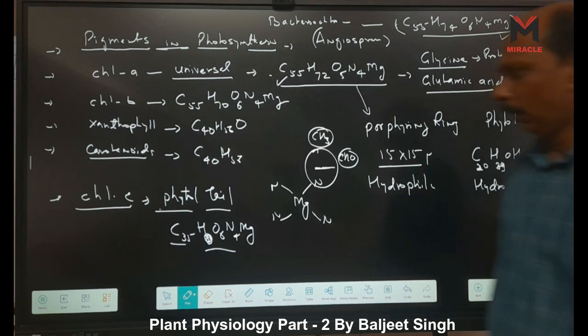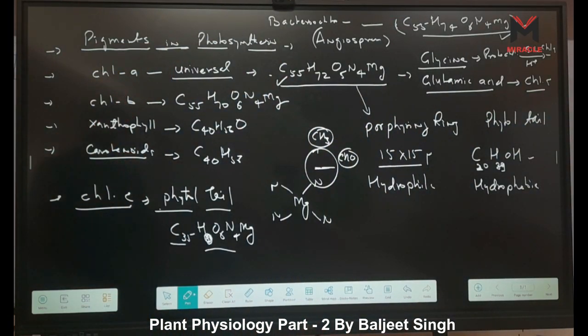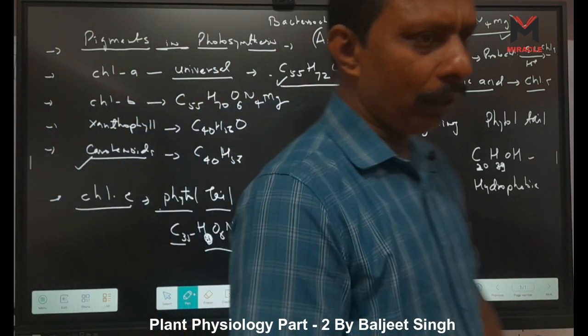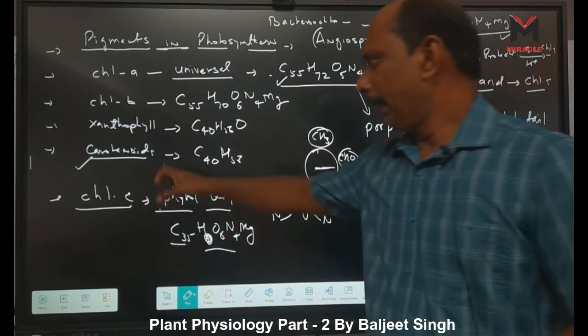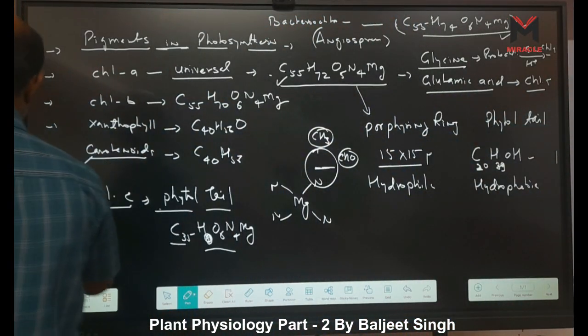Okay, so these are the different types of pigments. Look here, carotenoids. Carotenoids are, that is, carotene. Carotene is the precursor of vitamin A. It is the precursor of vitamin A.